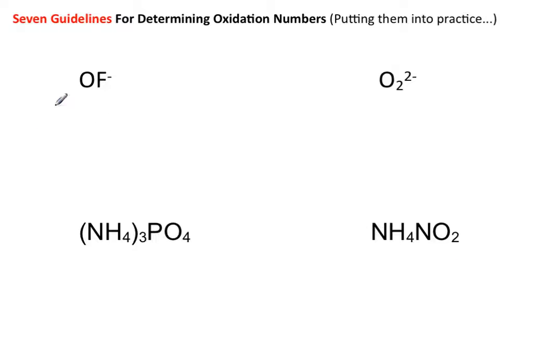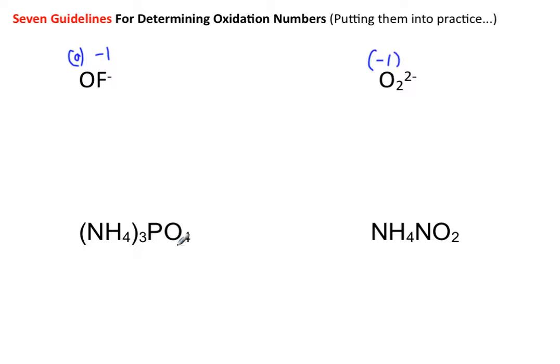Alright, a little bit more practice. So oxygen fluoride. In this case, fluorine always gets the charge -1, which means oxygen must be 0. O2, 2-. Alright, so this is a polyatomic ion. This is not molecular oxygen. So there's 2 oxygen atoms with an overall charge of -2, so each atom must have an oxidation state of -1.